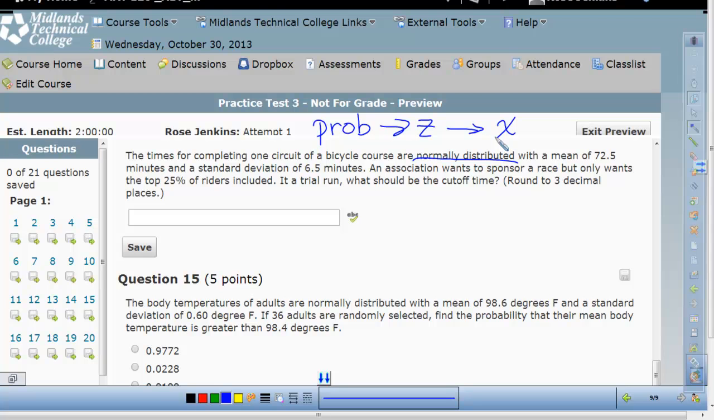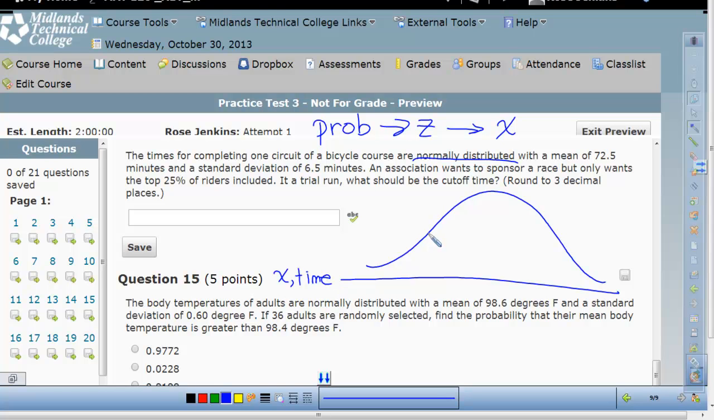What probability did they give us that we're going to be able to use here? The 25%. So the top 25% of riders. Again, remember x is your time to complete the race. So where are we going to put that top 25%? At the top? In the middle? Try again. On the right? Nope, not on the right. Not in the middle. It's going to go on the left.